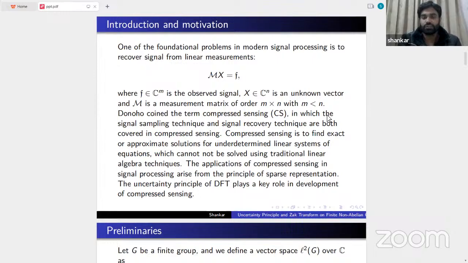Compressed sensing is to find exact and approximate solutions for an underdetermined linear system of equations, which cannot be solved using traditional linear algebra techniques. The application of compressed sensing in signal processing arises from the principle of sparse representation. The uncertainty principle of the discrete Fourier transform plays a key role in the development of compressed sensing.